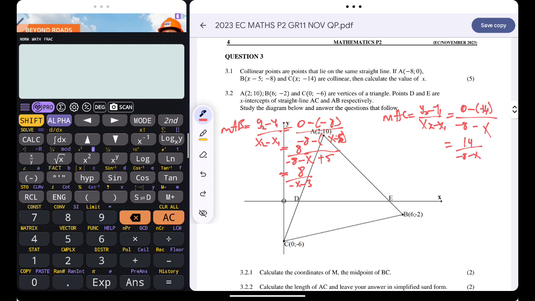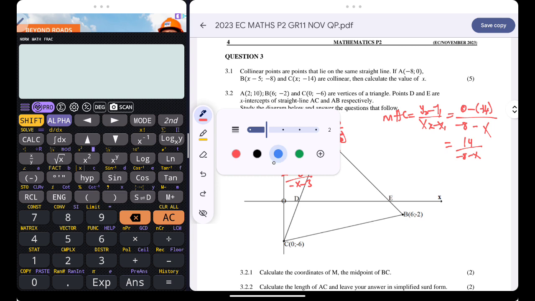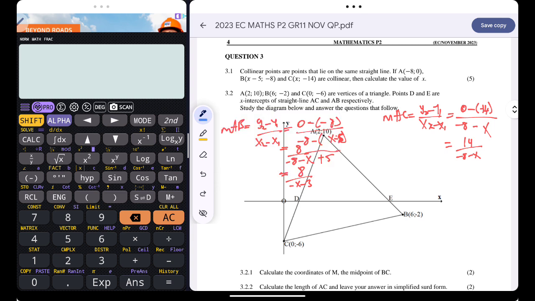This is my gradient. So since point A, B, and C, guys, are collinear, I can therefore conclude that the gradient of AB is the same as that of AC. Then I'll solve for x. I'll have 8 all over minus x minus 3 is equal to 14 all over negative 8 minus x. I'm supposed to solve x here.